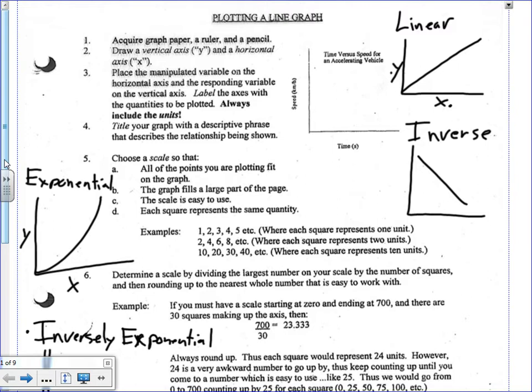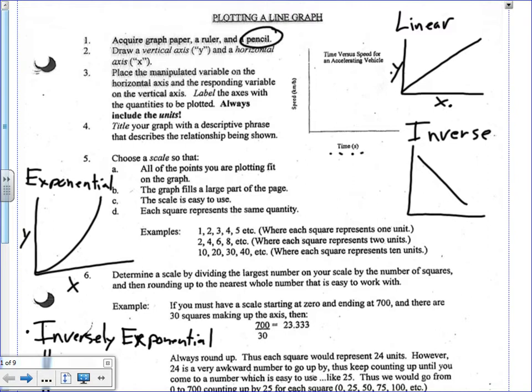So if you're plotting a line graph and you're doing it by hand, it should always be done in pencil. But again, we're not going to be doing too many of these by hand because, well, why would you if you could do it another way? So you draw your vertical axis, which is obviously the y-axis, and your horizontal axis, which is your x-axis.